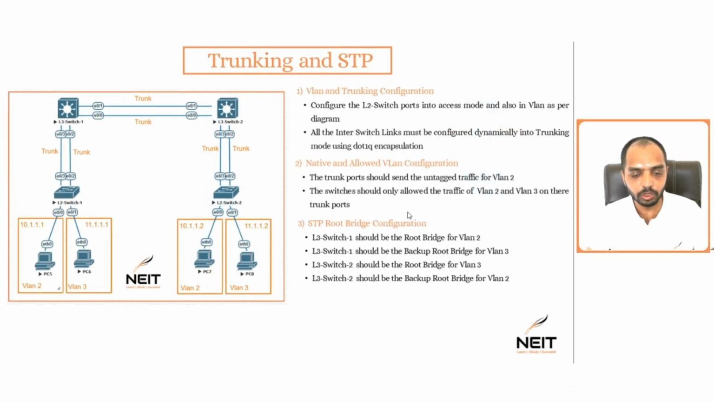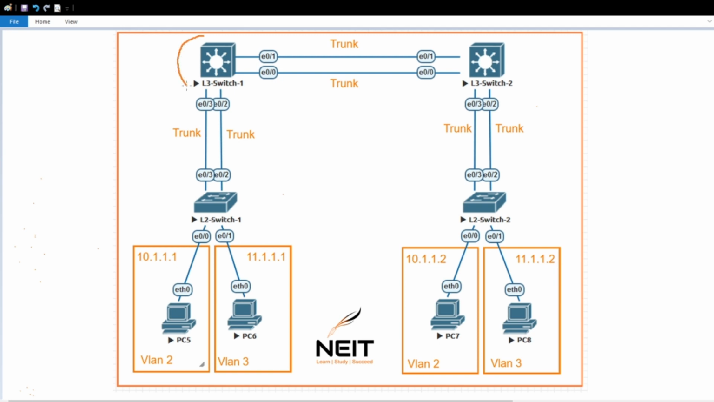Now the third task is for the STP root configuration. Layer 3 switch 1 should be the root bridge for VLAN 2, and layer 3 switch 1 should be the backup root bridge for VLAN 3. So let's start the configuration. This is my layer 3 switch 1. This has to be a root bridge for VLAN 2 and backup root bridge for VLAN 3.